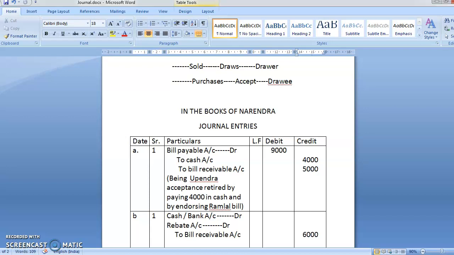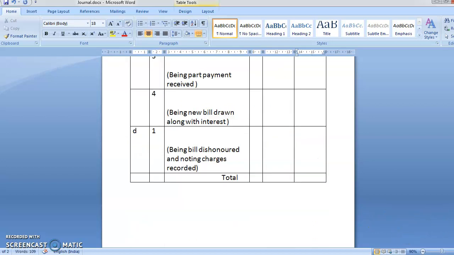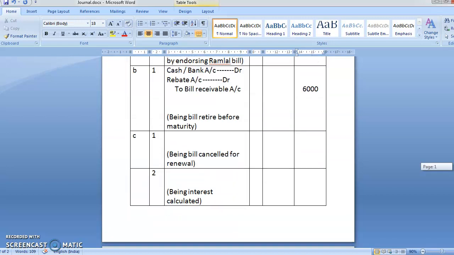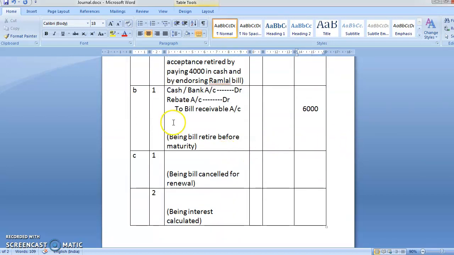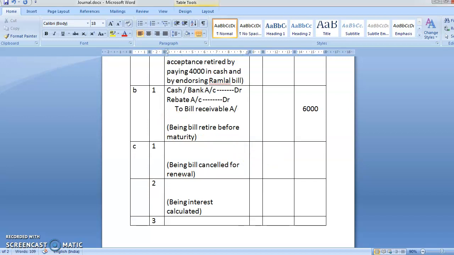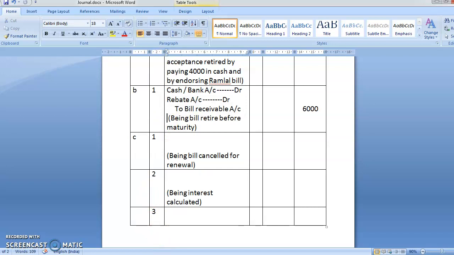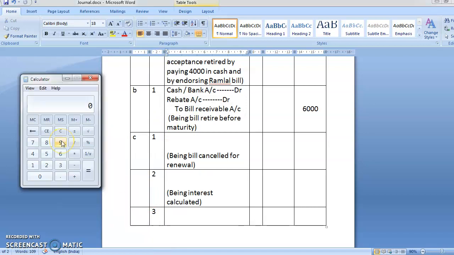You're retiring 1 month before. Remember it. You're retiring 1 month before. At the percent, what was the rate of interest? The rate of interest is 12%. Okay. So what are you going to do?